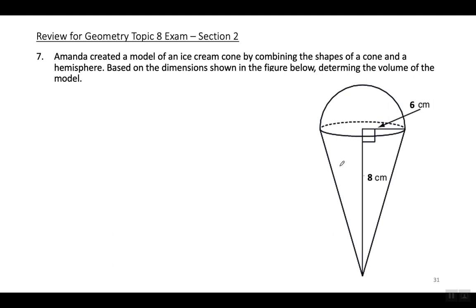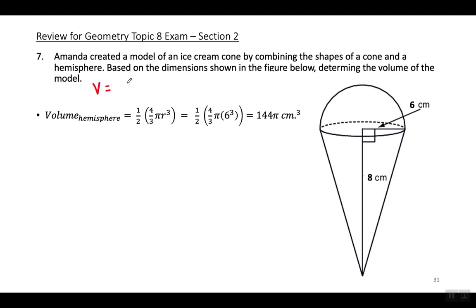We've got to find the volume of this composite figure, which consists of a hemisphere on the top and a cone on the bottom. So the first thing I'm going to do is find the volume of a hemisphere. The formula for finding the volume of a hemisphere is the same as finding the volume of a sphere. The only difference is that a hemisphere is half of a sphere, so you've got to add a 1/2 in front of the formula for the volume of a sphere, which is what is right here.